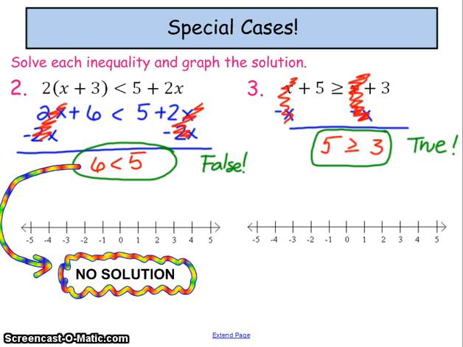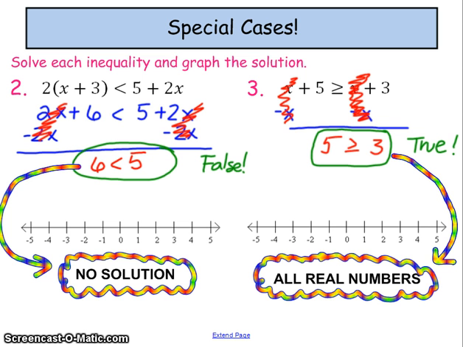So just like we would have said for an equation that's true when the variables cancel out, an inequality that's true when the variables cancel out is going to have a solution of all real numbers. When something's circled in rainbow pen, it must be important. False inequalities, no solution. True inequalities, all real numbers.